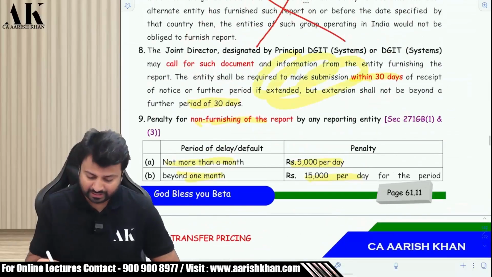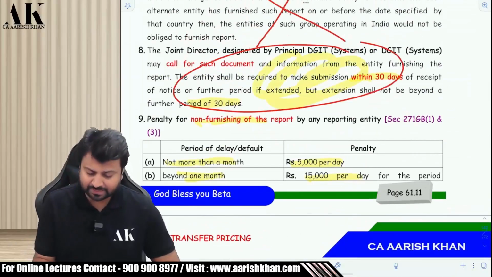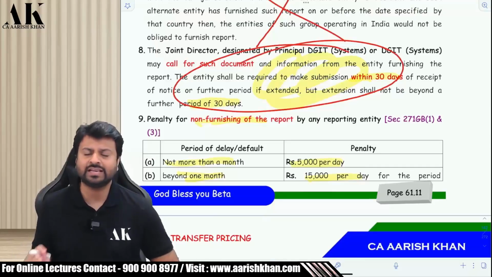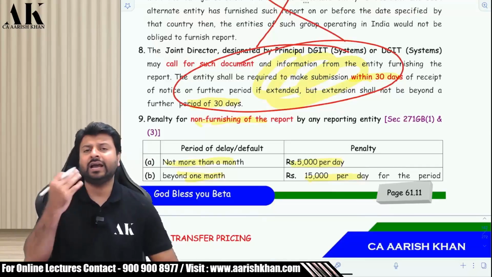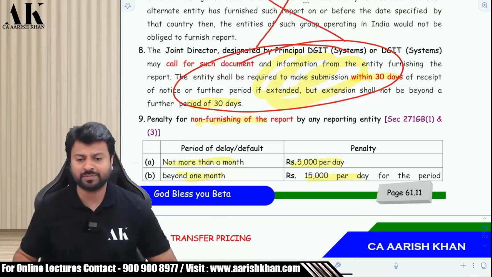I am talking about this point. If you violate this particular condition, then there is a penalty of 5,000 rupees for first few days. And after that, when they send you a notice of penalty order, after that also don't reply to them, then 50,000 rupees per day. Okay.